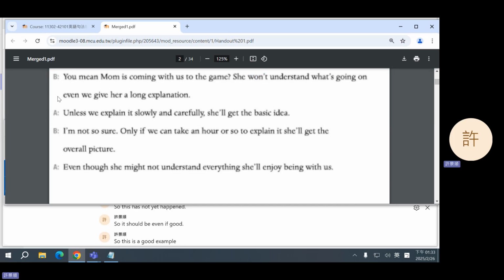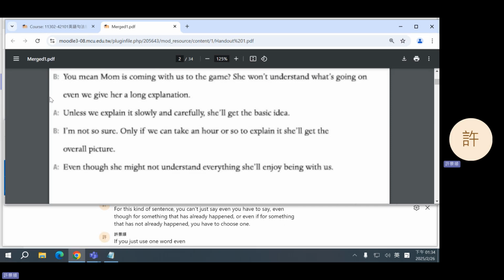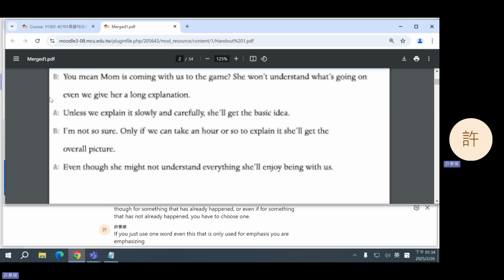In English, for this kind of sentence, you can't just say even. You have to say even though for something that has already happened, or even if for something that has not already happened. You have to choose one. If you just use one word even, that is only used for emphasis. You are emphasizing something, and it does not fit in this place.